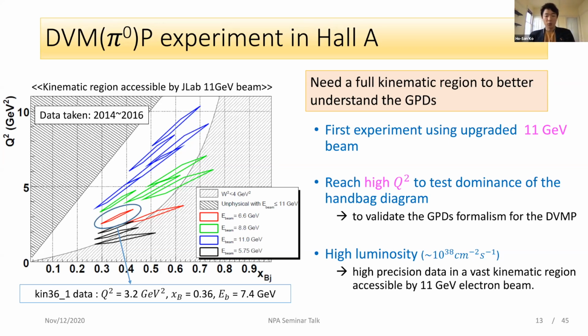And this is one of the highest luminosity experiments that exist. So we will have high precision data in this kinematic region accessible by the 11 GeV electron beam.